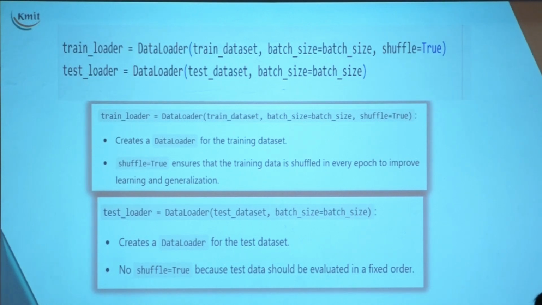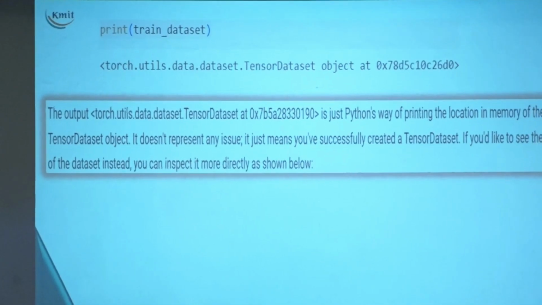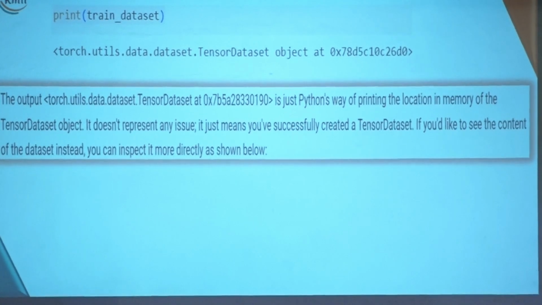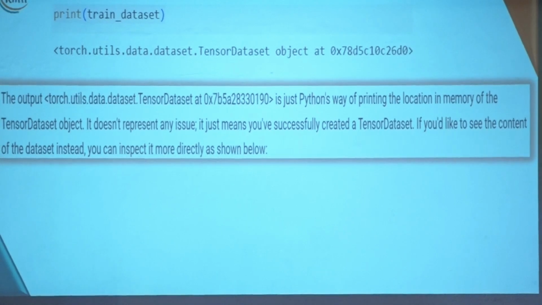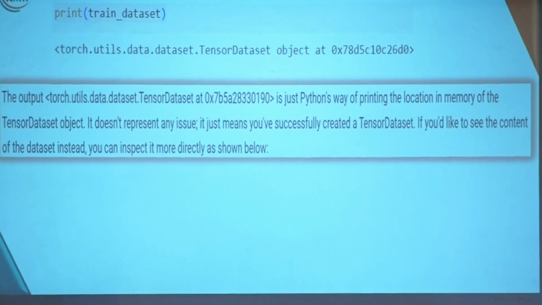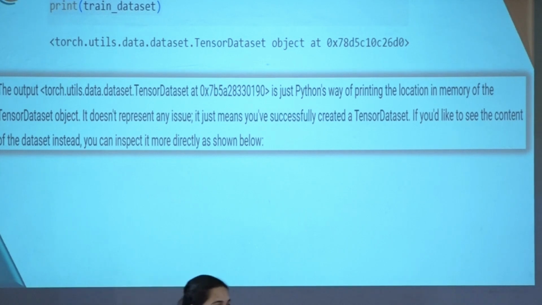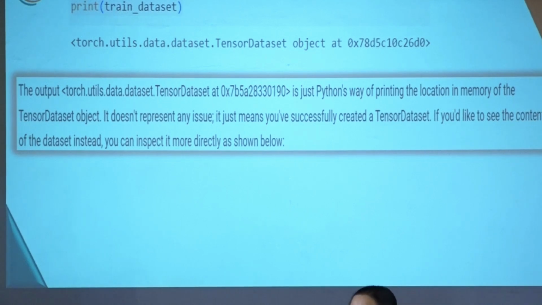Now, what will it do? Suppose I am printing the train dataset. What is getting printed? It's an object. So, what is happening here? When you print your train dataset, it is just printing the location of the memory where this object is present. It is not a problem. It means that the object is created. It's just that you are not able to view it. You are just able to view the memory location.